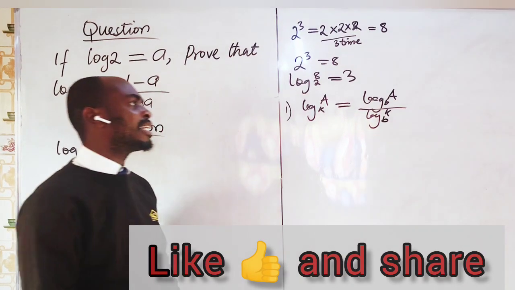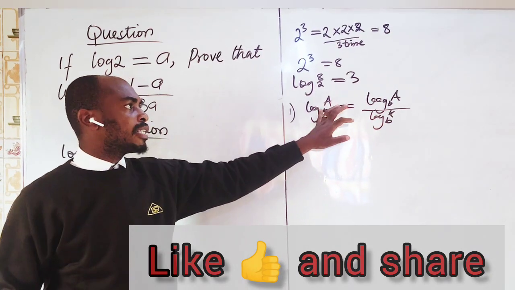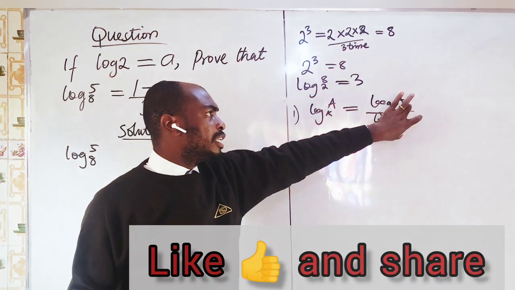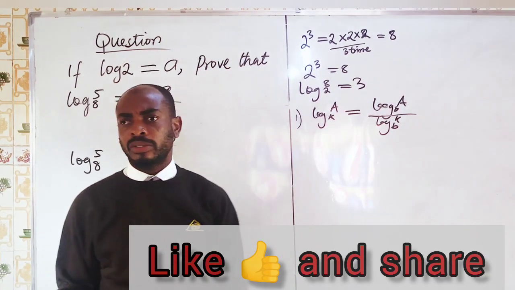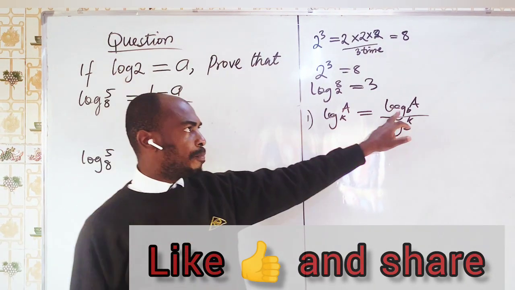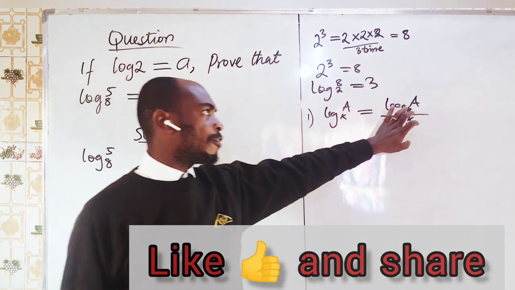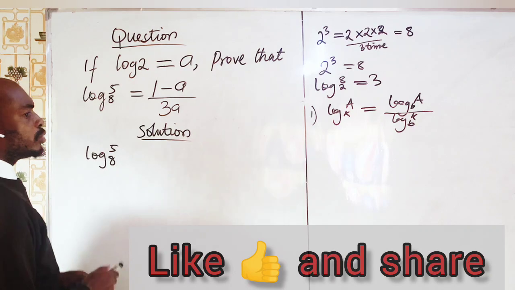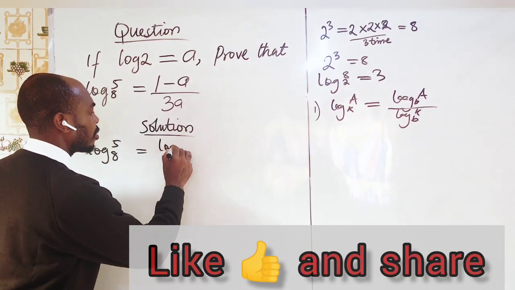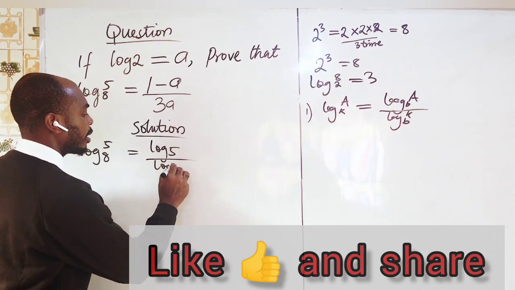Have you seen what I did? I need to take this log and have a new base, and also take this log. The base now becomes the log, and then we have a new base. The base we have for the numerator and the denominator should be the same. I can't use base b here and then use base a here. It must be the same. So let us see how we are going to do this. What we have is log 5 over log 8.